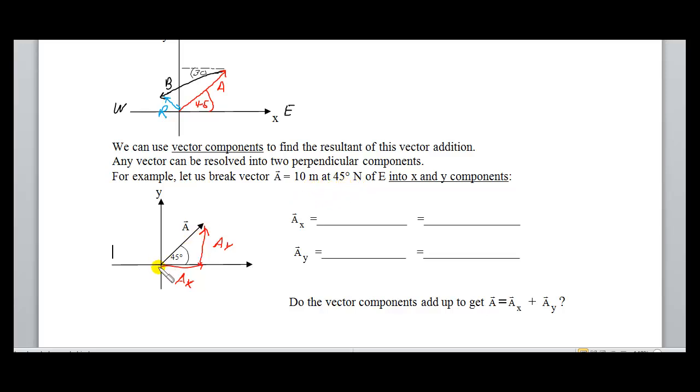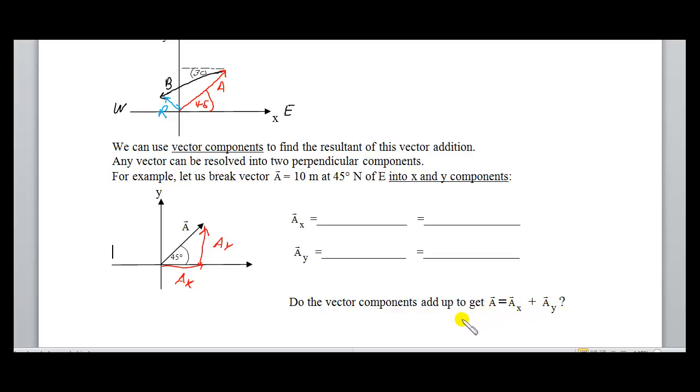Here's vector A right here. And we're going to break it up into an x component, which I'm going to call a sub x, and a y component, which I'm going to call a sub y. See if you can use some trigonometry to write down what trig function you're going to use, and then write down the numerical value for the x component and the numerical value for the y component. And then the question is, do these vector components add up to get the resultant, vector A? Are these really the two components? Will they add up to get vector A?